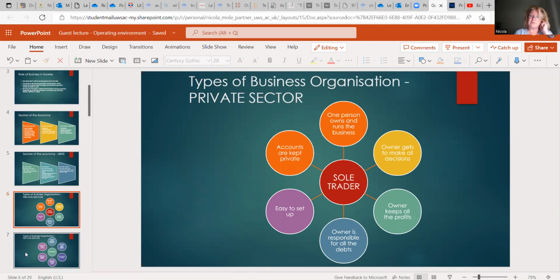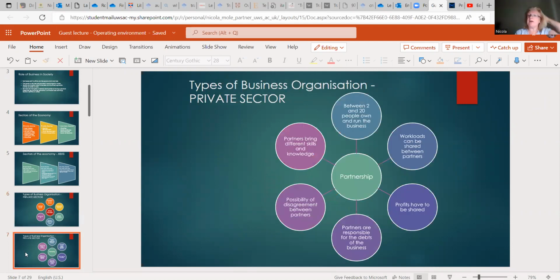The next type of business is a partnership, and partnerships are between 2 and 20 people owning and running the business. Can be things like dental practices, medical practices, architects, engineers. They often go into partnership. The workloads can be shared between the partners, and the profits have to be shared according to the sharing agreement of the partnership. The partners are also responsible for the debts of the business.